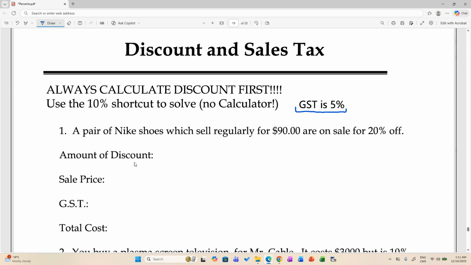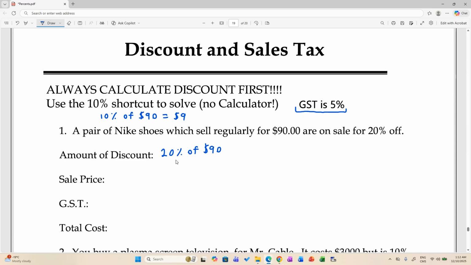So let's first find the amount of the discount. So the amount of the discount is 20% off of $90. So we're actually looking for 20% of $90. In this case, if you recall, let's think about this logically here. What is 10% of 90? Well, 10% of $90 should simply be $9. Because if I take 9 and I add it by itself 10 times, I get 90.